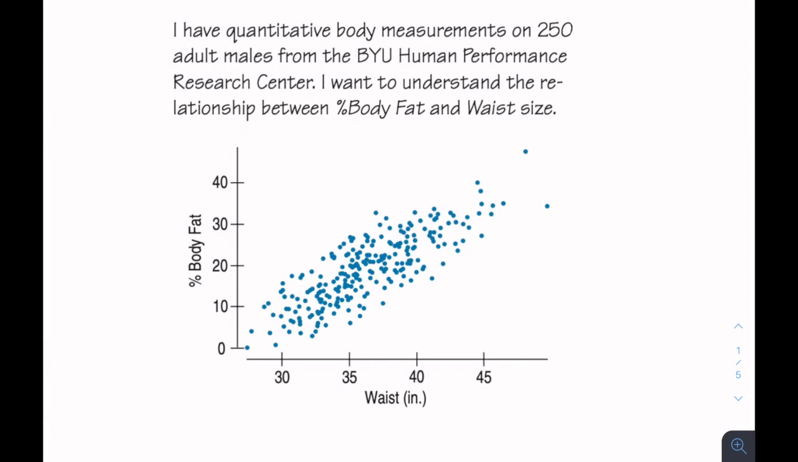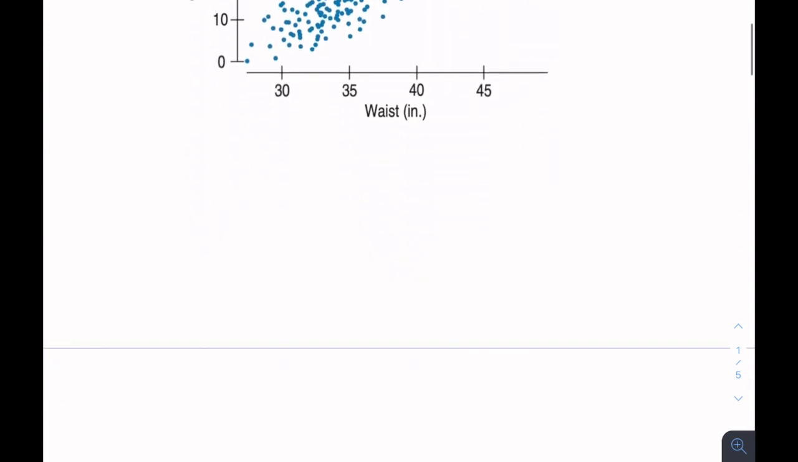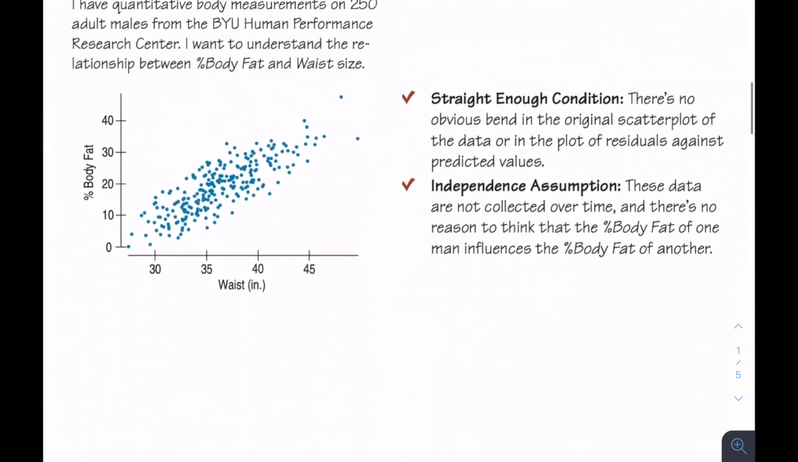What we need to do is check our assumptions and conditions prior to running any testing. We have quantitative data, and we first need to check the straight enough condition. Is our scatter plot straight enough? There's no obvious bend in the original scatter plot of the data or in the plot of the residuals against the predicted values. We'll look at the residual plot in just a second.